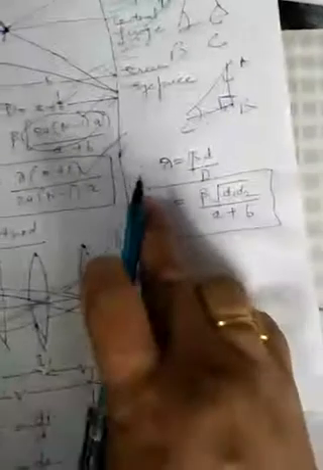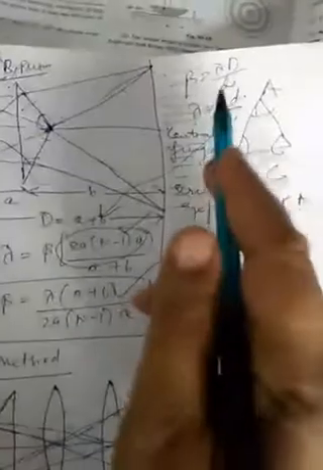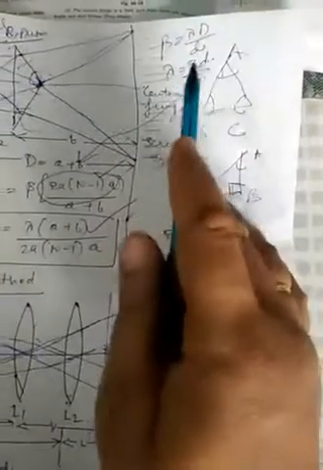Again, beta is equal to lambda D upon d, with the same relation. So we can find lambda is equal to beta d upon capital D.